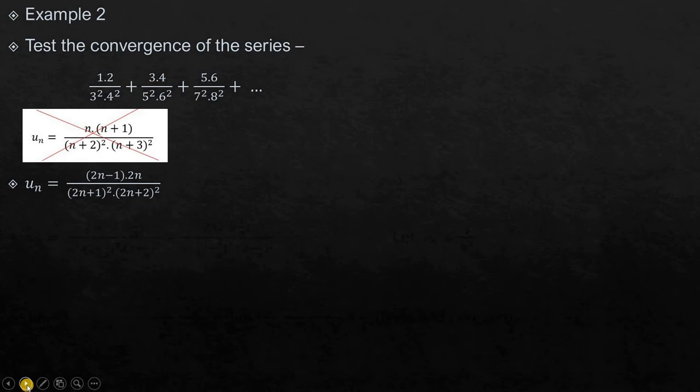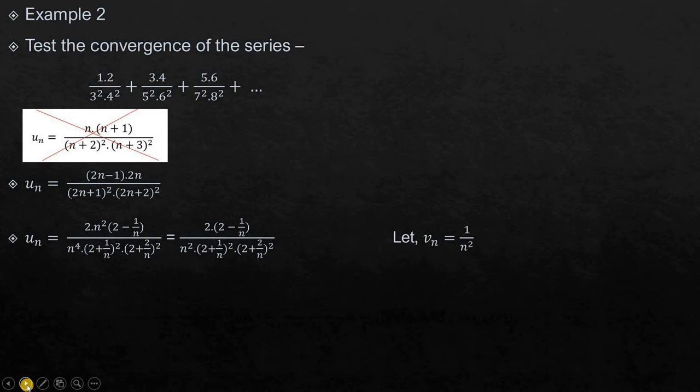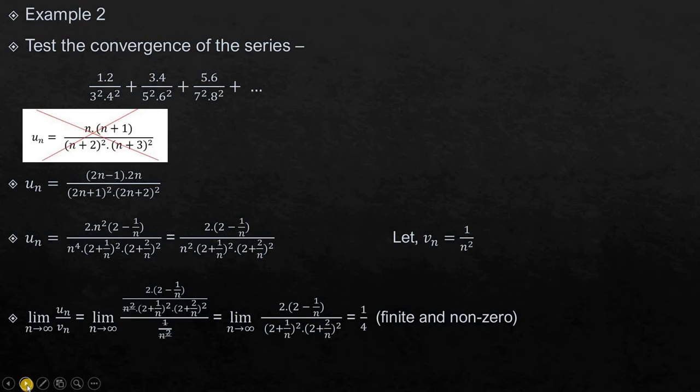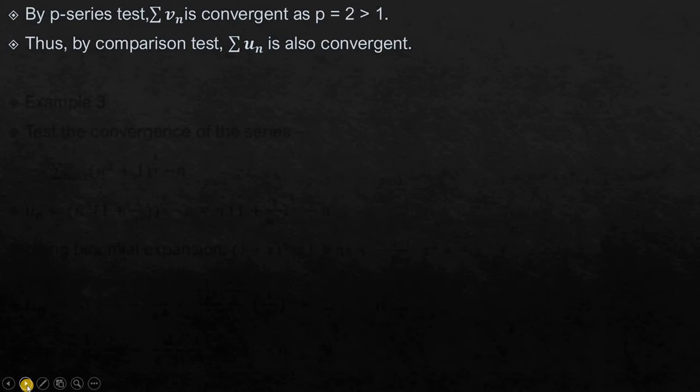So after we get the value of Un, the procedure is same as before. We will take the highest powers of n common and we will get the value of Vn equal to 1 over n square. We will plug this value in the limit as n tends to infinity and we will get the value of the limit equal to 1 by 4, which is finite and non-zero. And we know that Vn by p-series test is convergent as 2 is greater than 1. Thus, by comparison test, we will say that Un is also convergent.